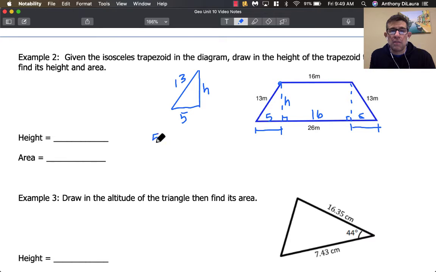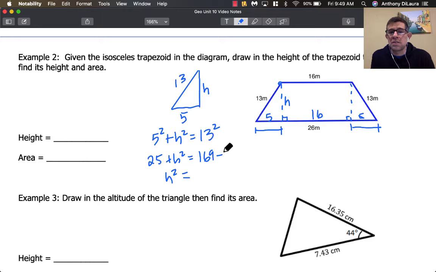So we're going to say 5 squared plus h squared is equal to 13 squared. That gives me 25 plus h squared is equal to 169. Now I'm going to subtract 25 from both sides, and when I do that, I'll have 169 minus 25, which is 144. My final step is to take the square root of both sides, and the square root of 144 is going to be 12. So the height of my trapezoid is 12.